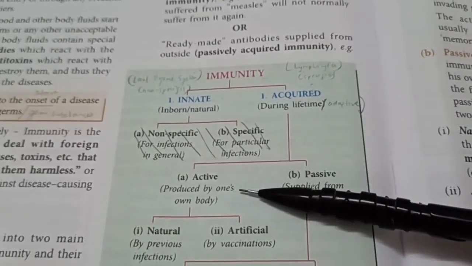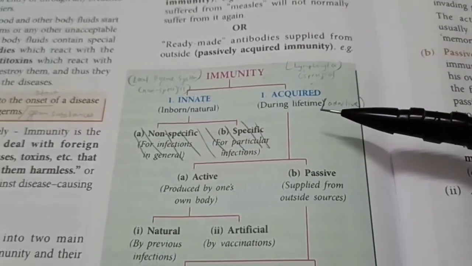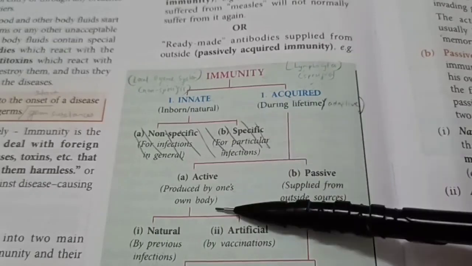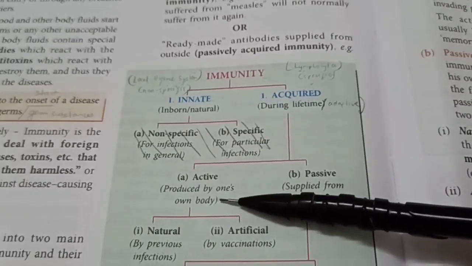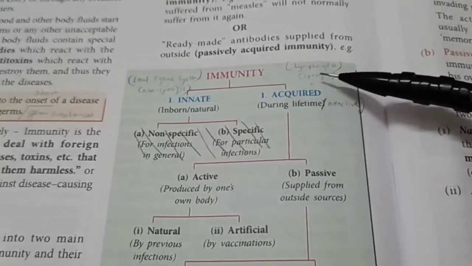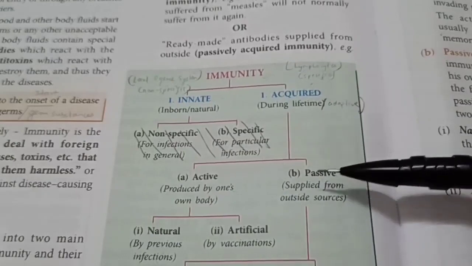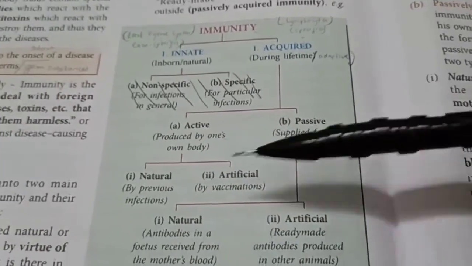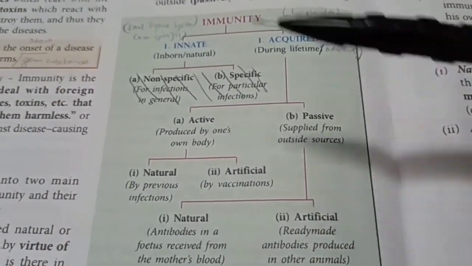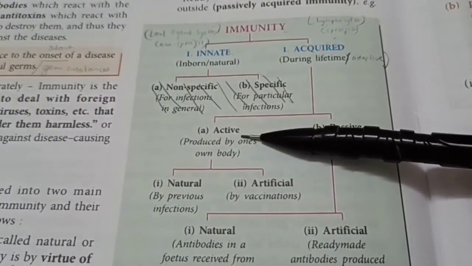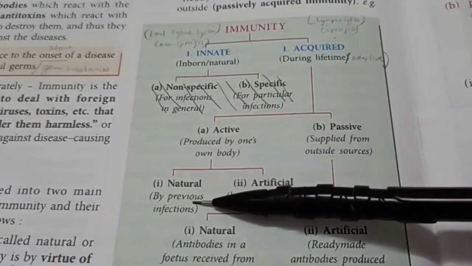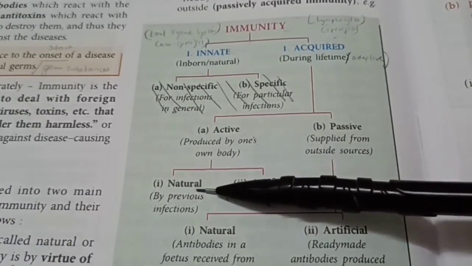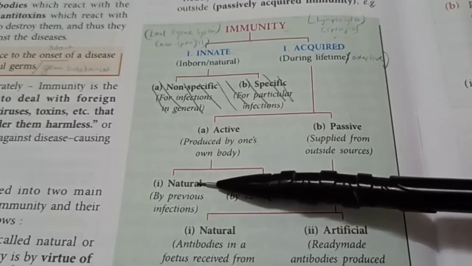In active acquired immunity, the antibodies are produced by our own body. But in passive acquired immunity, the antibodies are supplied from some outside source. They are further classified as natural or artificial. Let's talk about actively acquired immunity. If it's naturally acquired, it's simply because we were infected by it earlier.